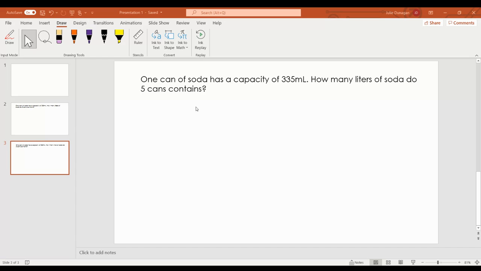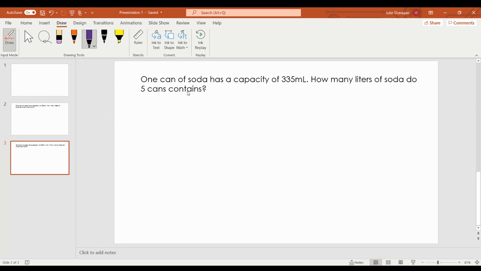Okay, we're going to look at the problem. 1 can of soda has a capacity of 335 milliliters. How many liters of soda do the 5 cans contain? So thinking about the questions that we were just looking at, our first question we need to ask ourselves is, what do we know? What information are we getting from the problem?